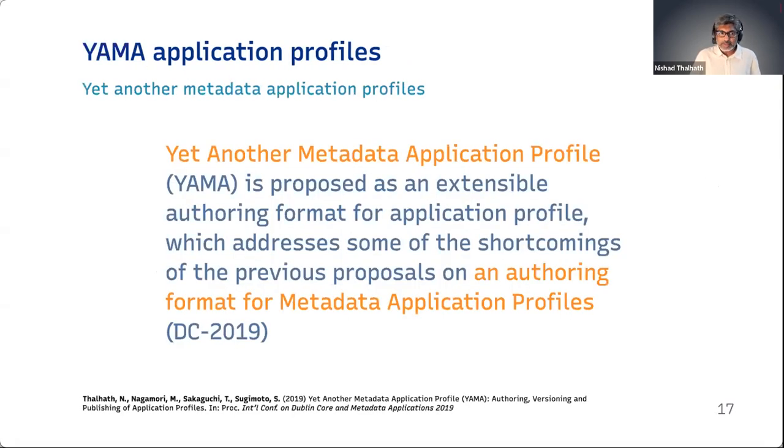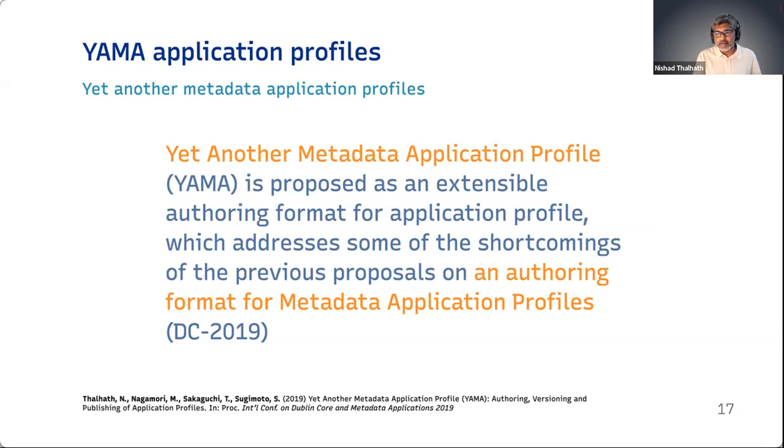Then another approach is YAML, which we also presented at the 2019 Dublin Core Conference, on how to express an application profile in YAML. YAML stands for Yet Another Metadata Application Profile, a simple way to express an application profile in a YAML format. DCTAP is a tabular format and YAMA is a YAML format, which actually stands as an authoring format of metadata application profiles. So what we try to do is create the application profile using YAML.